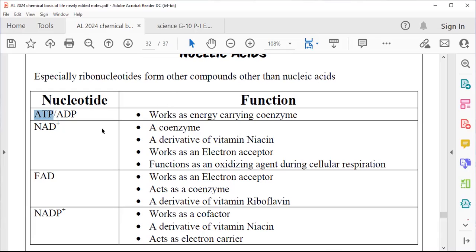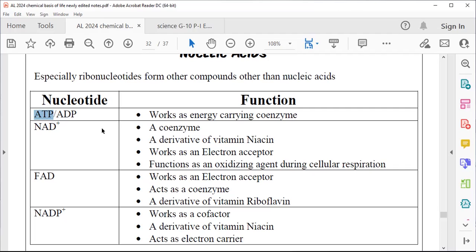Yes, sir. Adenosine triphosphate. Like ATP, there's another component called ADP, adenosine diphosphate. Remember. Now, next one, how do you read it? NAD plus. How do you read it? NAD plus. Okay.